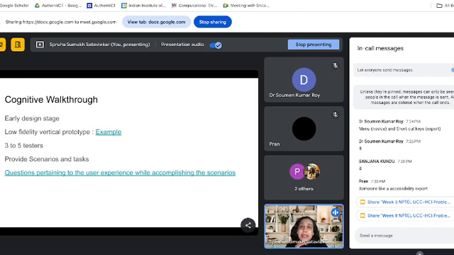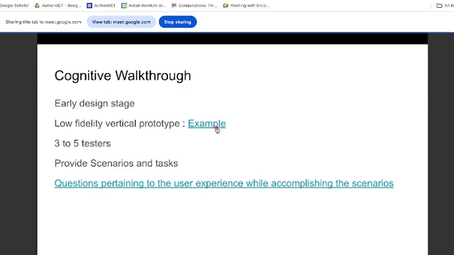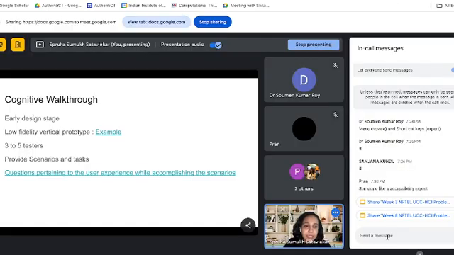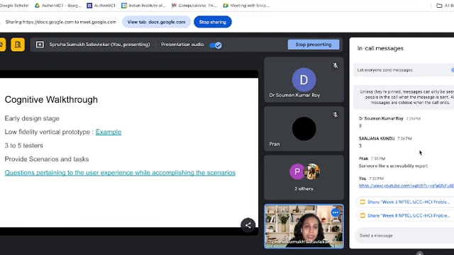So I found this very interesting example online, and I am going to share that now with you. I will paste the link in our chat box. It takes about 3 minutes to watch this video, so I am going to take a 5-minute break so that you get to slowly watch this video. It gives an idea of how to create this low fidelity vertical prototype. Then we will come back to this slide and we will discuss more. So please watch this video that I have shared in the chat window. I will give you 5 minutes for that.